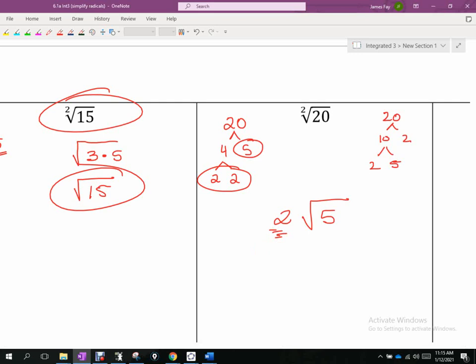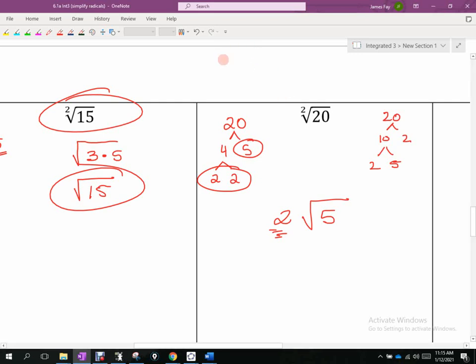So think of my perfect squares that are smaller than 20. 1, 4, 9, and 16, right? 4 is the biggest of that group that will divide 20. Okay, divide it evenly. And that's the kind of nuts and bolts, or the underlying concept, of what we're trying to do here when we simplify a radical.